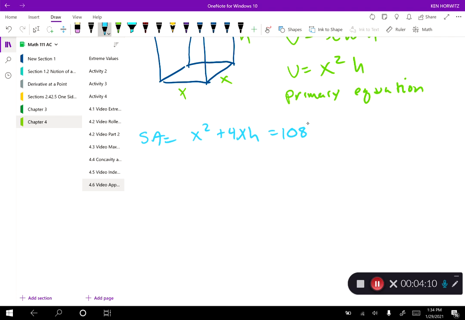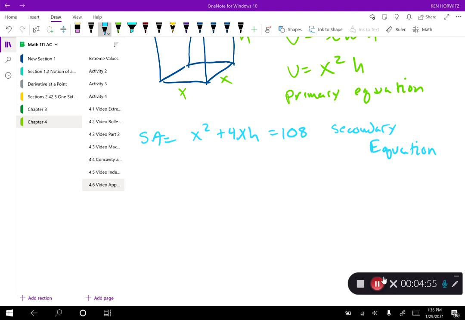All right, so now it's a matter of a little bit of intuition, a little bit of experience, but a little bit of common sense as well. I want to keep x as my variable, and I want to get rid of the h. There's less h's everywhere. So I can solve my surface area for h. So why don't you do this right now? Why don't you pause the video, take a moment to solve my secondary equation for h, and then we'll talk about it on the back end.